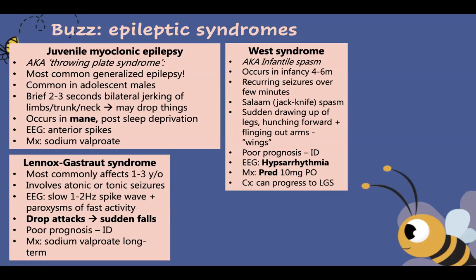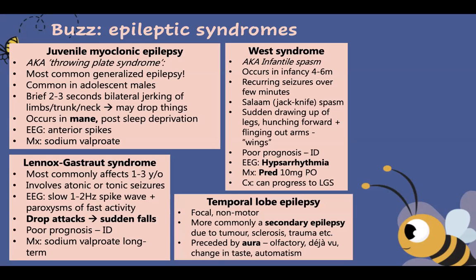West syndrome is infantile spasm. Infantile spasm sounds very benign, but it's actually not. It occurs in infancy, starting at 4 to 6 months. They have recurring seizures over a few minutes, these salaam spasms and drawing up of the legs. Sometimes they have a flicking out of the arms like wings, so that's one of the buzzwords. Again, poor prognosis. It can even progress to Lennox-Gastaut syndrome. For this one, you give prednisolone 10 milligrams orally. I think this is supposed to help reduce how frequently the seizures occur, but there's really not much you can do for these babies.